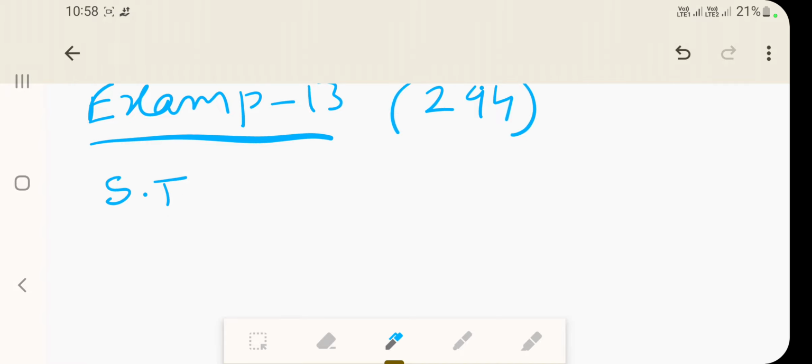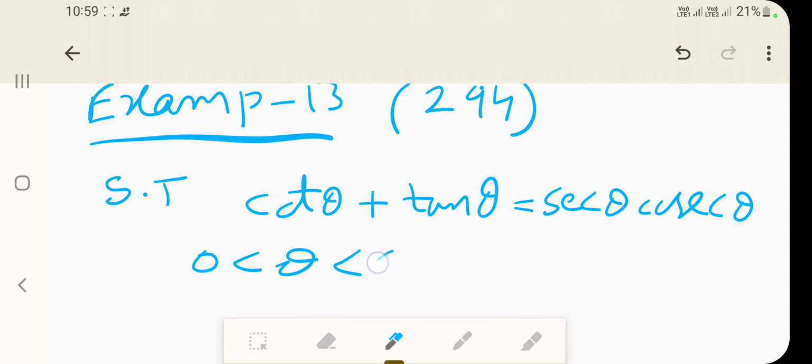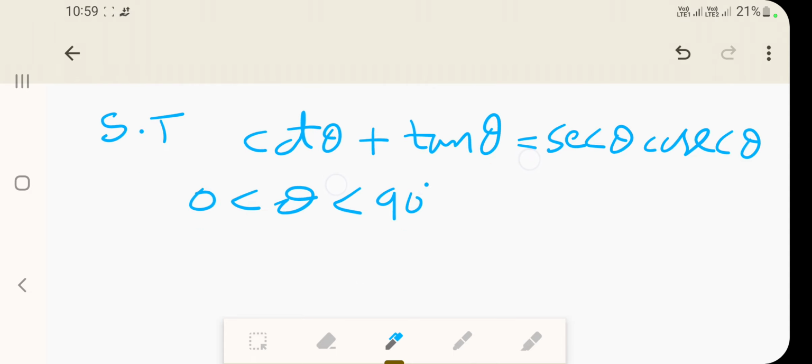So what they have asked: show that cot theta plus tan theta is equal to secant theta into cosecant theta, and they have mentioned that theta is greater than 0 and less than 90 degrees. For this range of theta values only this relation is valid. Okay, so here we have LHS and RHS.